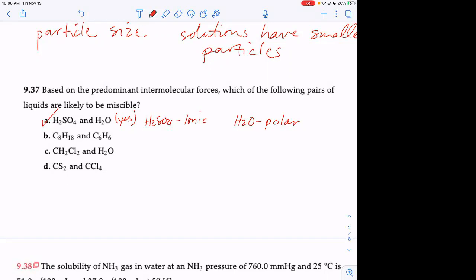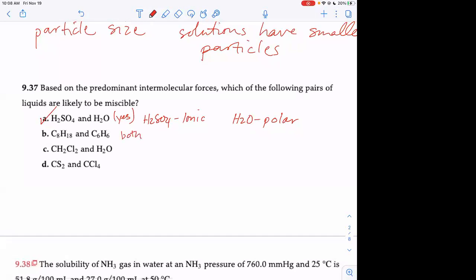Okay, you have octane and you have hexane. No, that's not hexane, that's C6H6. Is that benzene? You don't have to know the names of it. I do, I like to know the names of them. What do y'all think about these? Yep, both nonpolar. And how do you know?